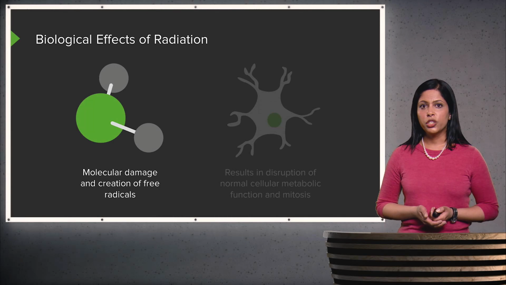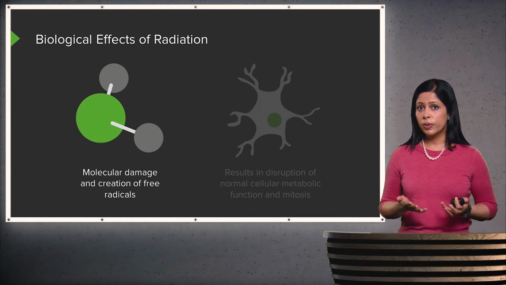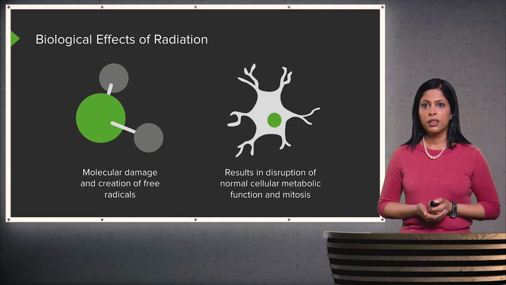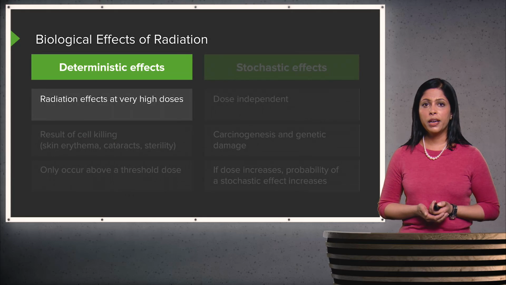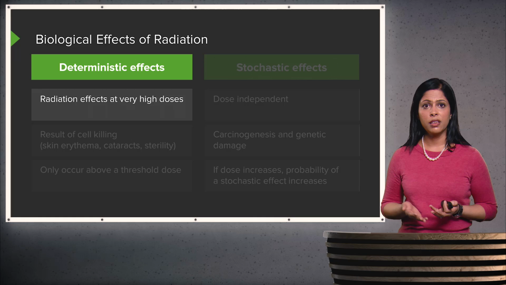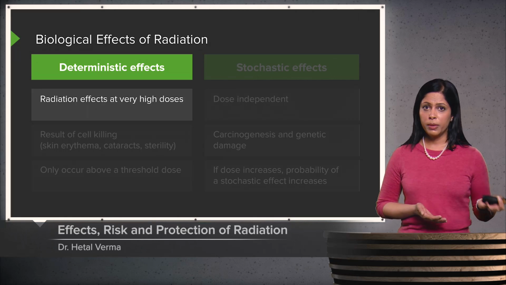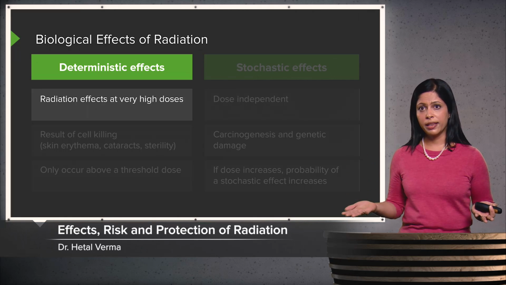So what are some biological effects of radiation? It can cause molecular damage and it can create free radicals within the body, and this is one of the reasons why it can be hurtful. It also results in disruption of normal cellular metabolic function and mitosis. And because of this, it can have multiple different effects on the human body. So there are deterministic effects and there are what are called stochastic effects.